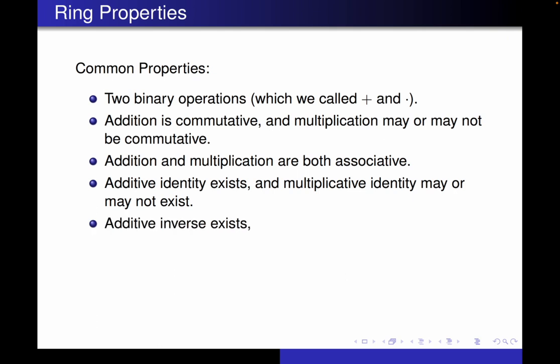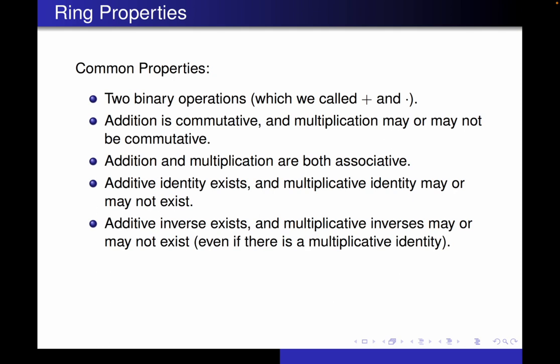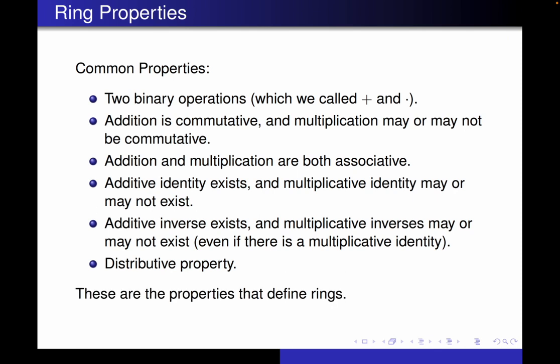Sometimes those exist, sometimes they didn't. Every element had an additive inverse for all of our examples, but not all elements had a multiplicative inverse. And that was true even if we had a multiplicative identity. All the examples satisfied the distributive property.